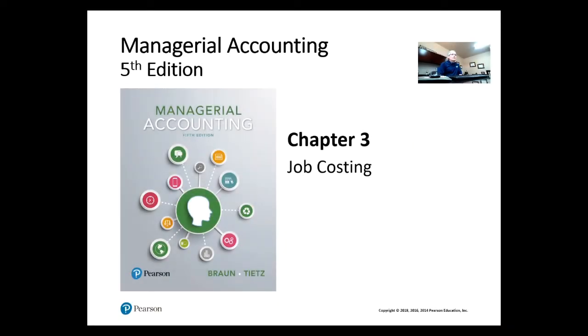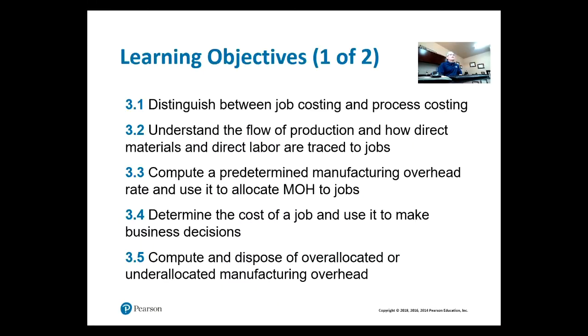We're now on Chapter 3, Job Costing. Our learning objectives for Chapter 3 will be, number 1, distinguish between job costing and process costing. Number 2, understand the flow of production and how direct materials and direct labor are traced to jobs. Number 3, compute a predetermined manufacturing overhead rate and use it to allocate MOH to jobs. Number 4, determine the cost of a job and use it to make business decisions.